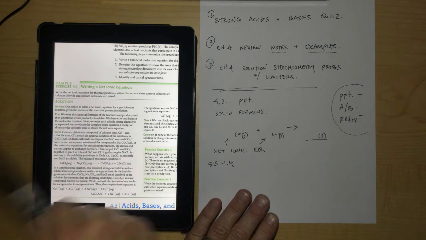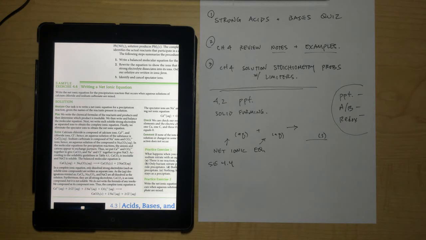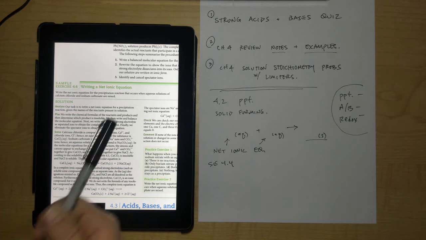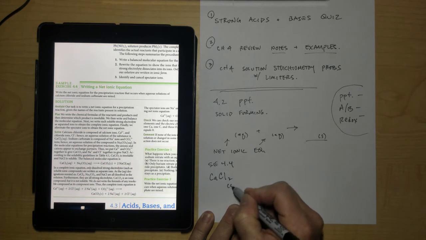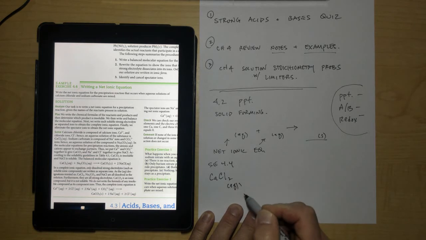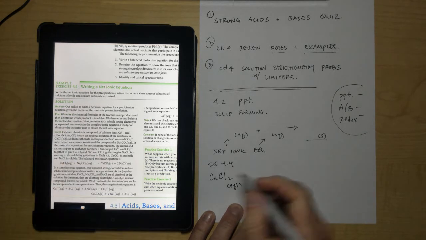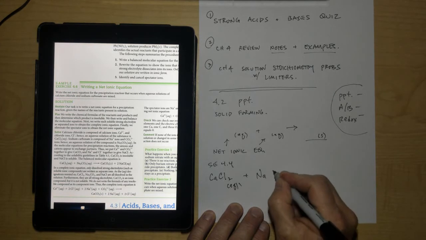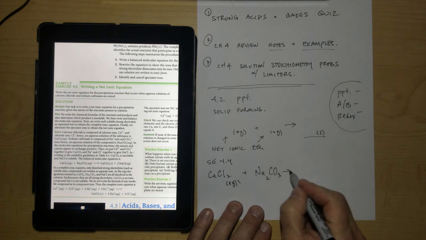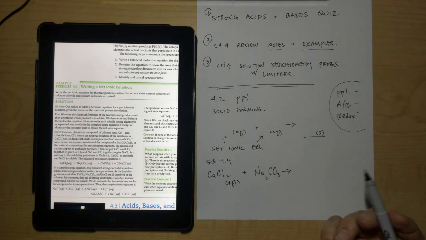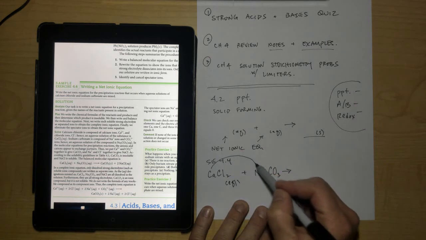Sample exercise 4.4 says, write the net ionic equation for the precipitation reaction that occurs when aqueous solutions of calcium chloride, tells us it's aqueous, so we put a little AQ down below it, and sodium carbonate are mixed. So plus sodium carbonate, make sure you put a 2 down here because carbonate's -2, sodium's +1. Arrow on this side. Now these are also called exchange reactions. Some people call them double replacement reactions. The fancy name for them are metathesis reactions, and this means that you swap the cations.